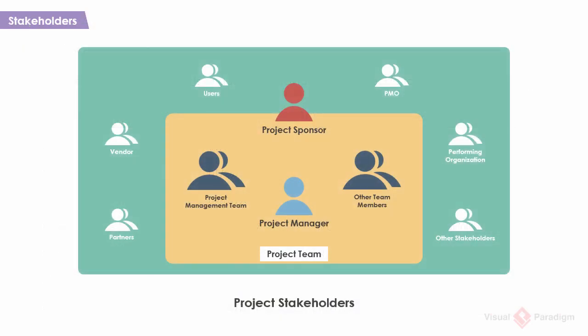Stakeholders include all persons and organizations involved in the project, or whose interests will be affected by the execution of the project, or the final deliverables. The figure here shows some of the typical stakeholders, which include both project team members and other stakeholders. Note that the sponsor may be external or internal to the project manager's organization.